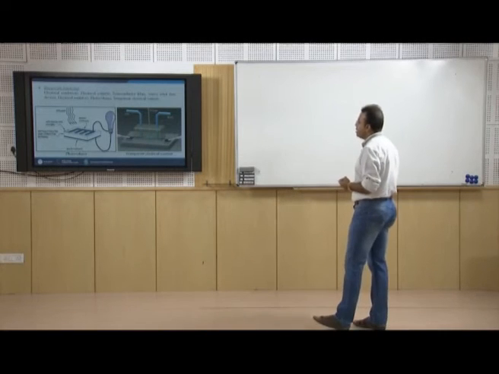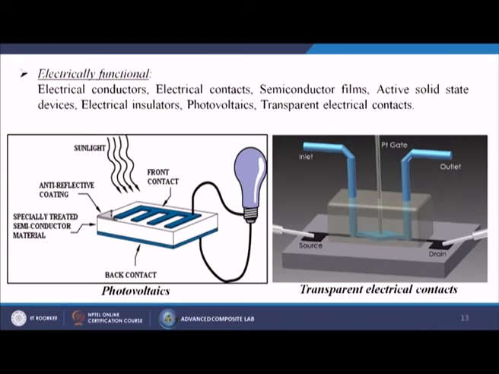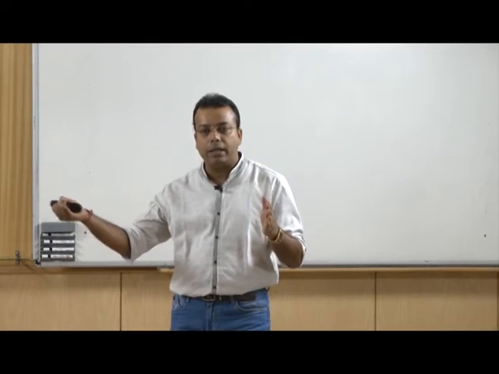Next one is called electrically functional. So, electrical conductors, electrical contacts, semiconductor films, active solid state devices, electrical insulators, photovoltaics, transparent electrical contacts. These are all different applications where we are using thin film deposition techniques. Here in this particular case we are using certain materials for photovoltaics applications, and on the right hand side we are using transparent electrical contacts, so that electrical energy can pass from one side to another very easily.